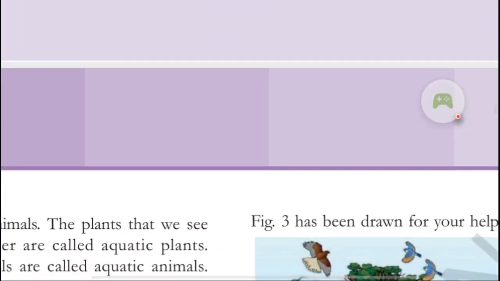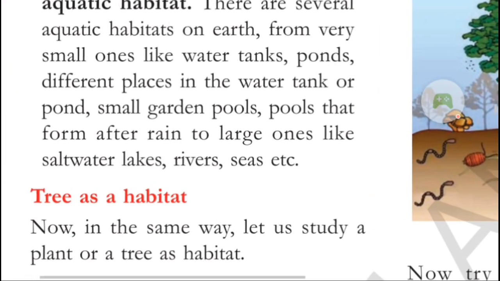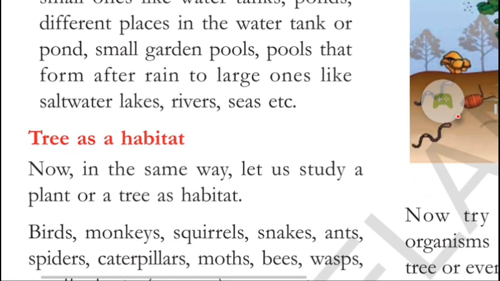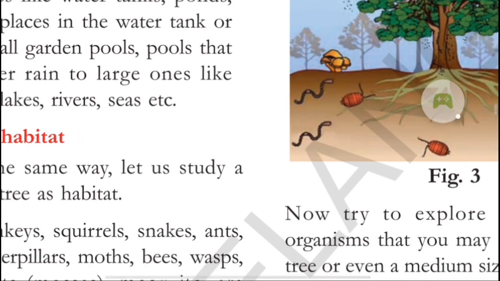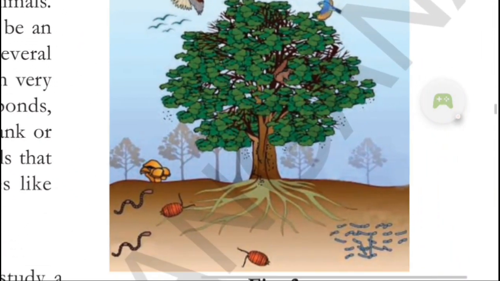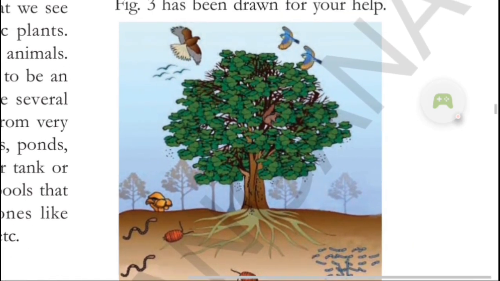And in the next class, we will discuss tree as a habitat, students. And what is an aquatic habitat, I taught you in this video. And in the next video, I will teach you about tree as a habitat, how a tree is said to be a habitat of different creatures. You can see, after seeing this image, you will understand. I will explain about this in detail in the next class, students.